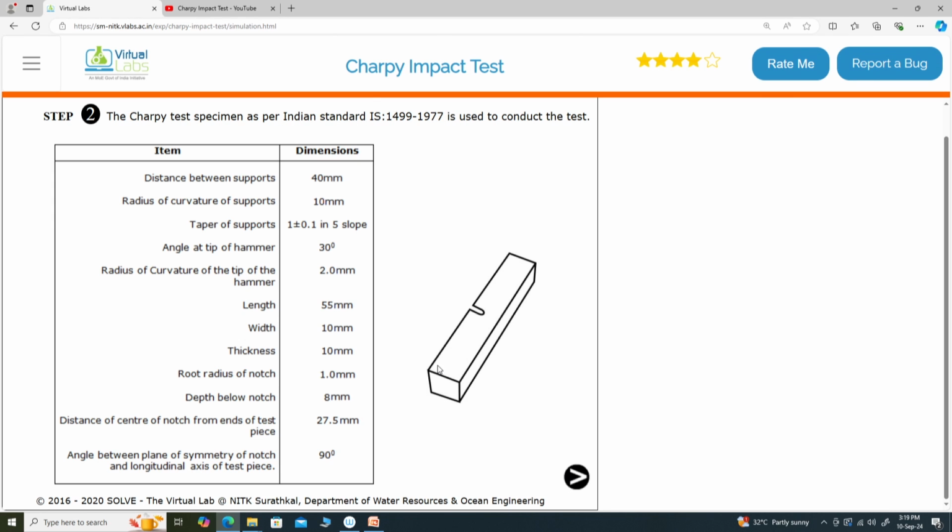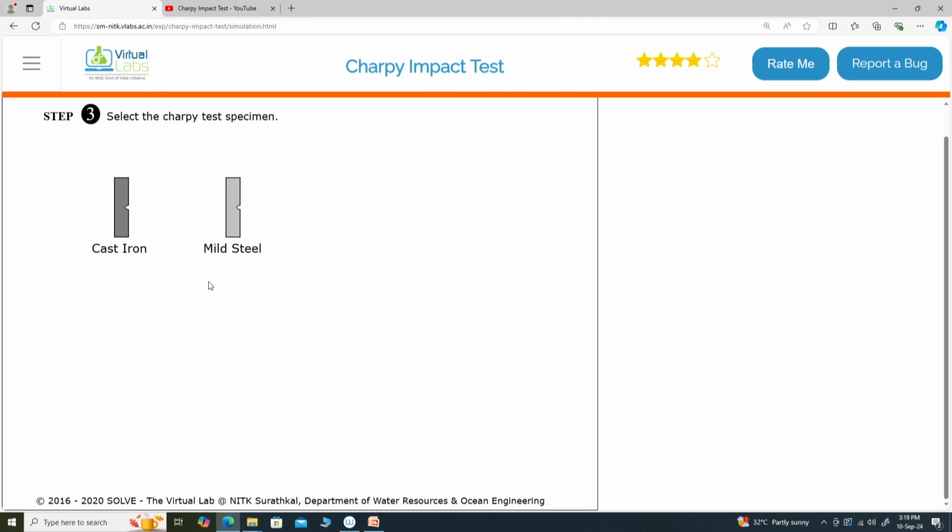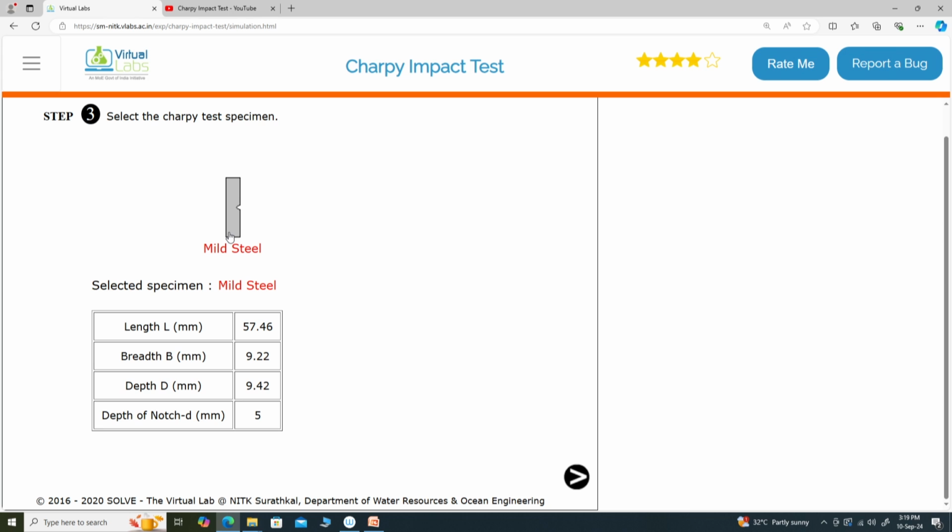Now let us try to get our specimen. These are the dimensions of the specimen that we have discussed. Length is 55 millimeters, width and thickness are 10 millimeters each. The depth below the notch is 8 millimeters, and the distance of the center of the specimen, the midpoint, is 25.5 millimeters. That is the distance of the center of the notch from the ends of the test piece. We can select either cast iron or mild steel and test it. Let me select mild steel only. Length, breadth, depth and depth of notch are given here, and this is a V type notch.